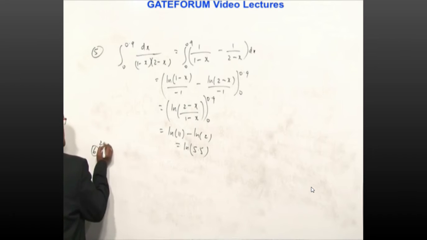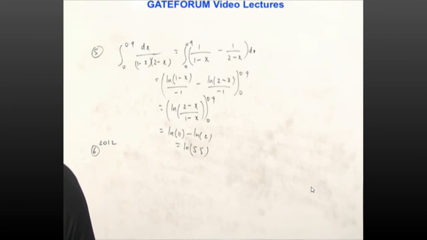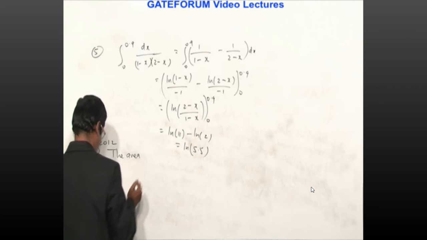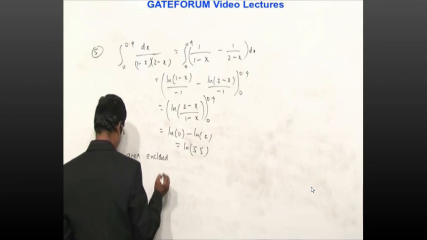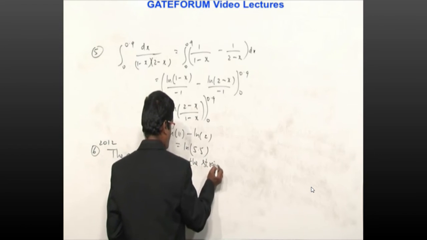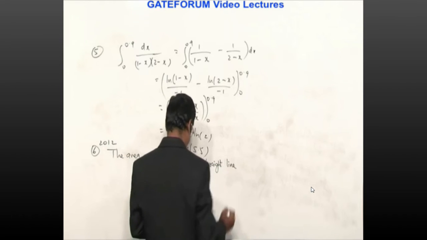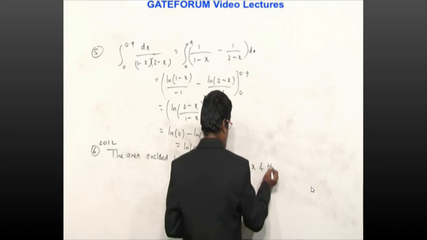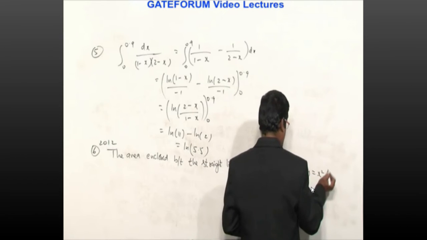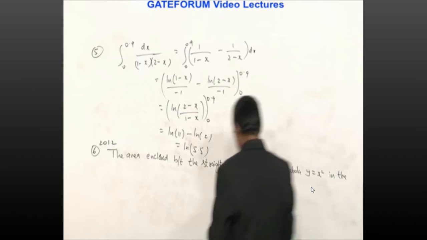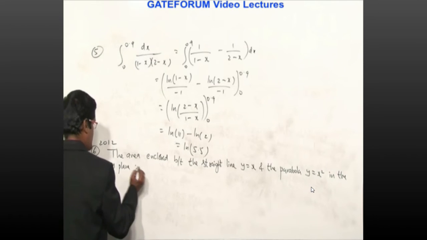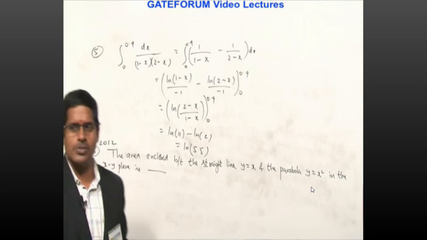Now the sixth question, which was asked in 2012 regarding areas. The area enclosed between the straight line y is equal to x and the parabola y is equal to x square in the xy plane is dash. This question was asked in 2012, 2 marks.